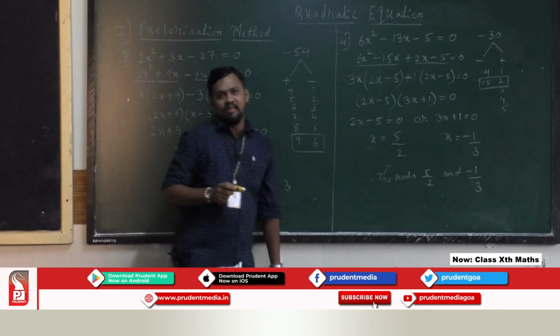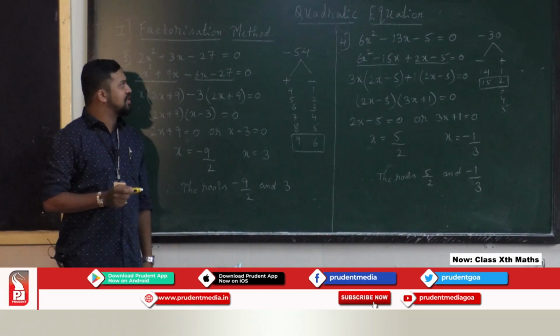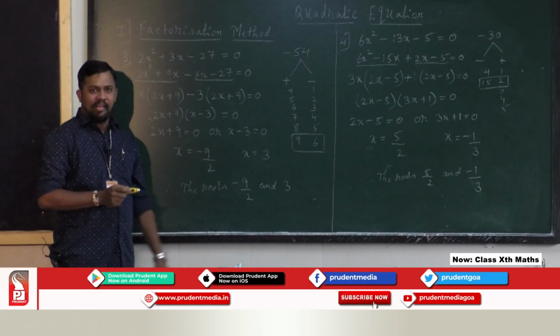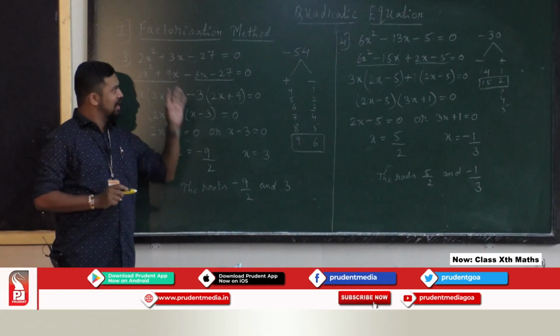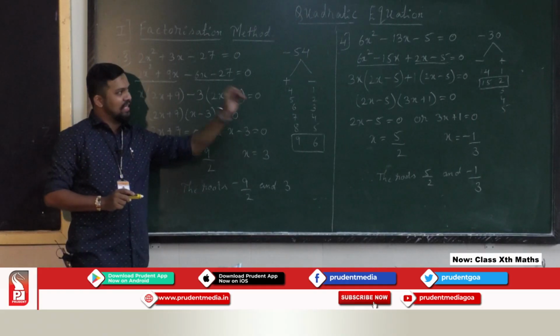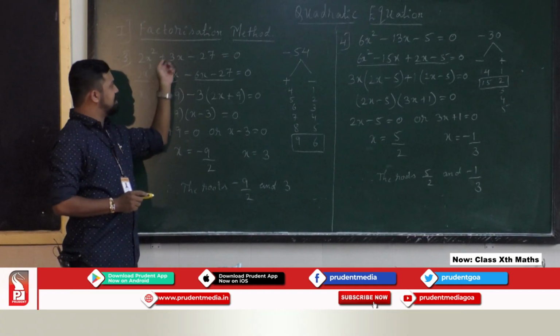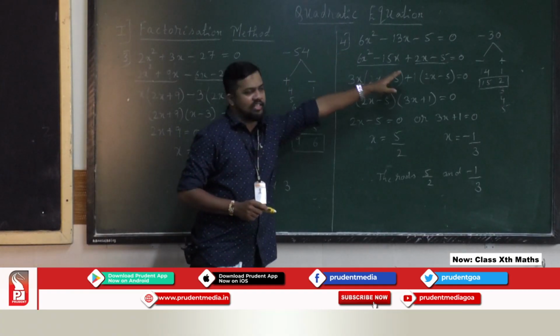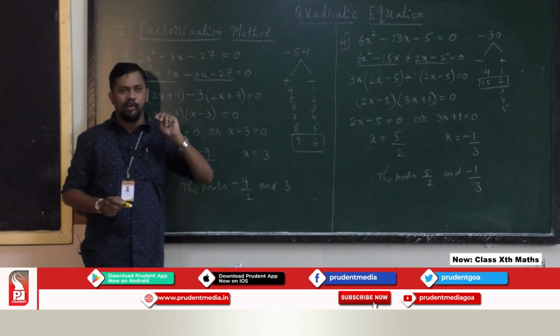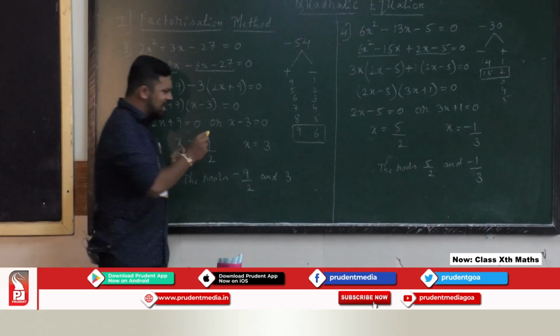So hope you are clear with this first method, the factorization method. I took 4 different problems. First was all positive. Second, I changed one positive, one negative. The next was also positive, negative. And finally, the last is all negative. And what was the hint given to you? The hint was nothing but what I wrote for you here.